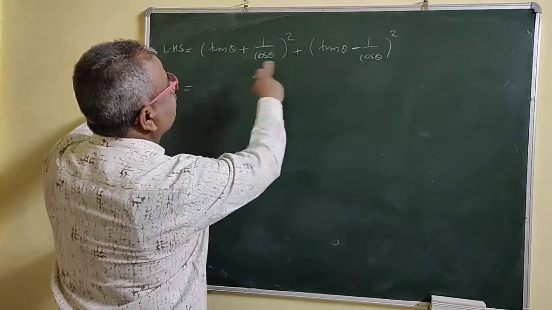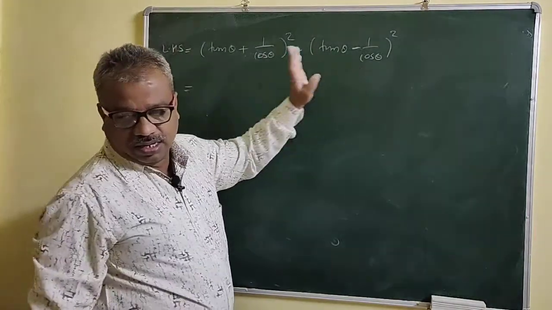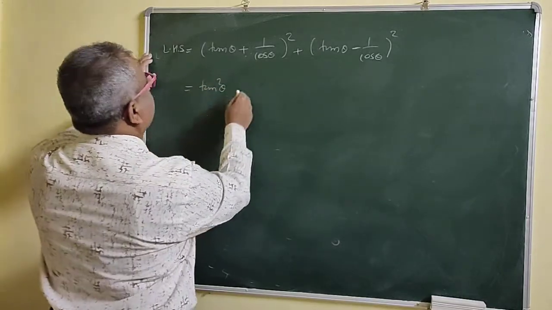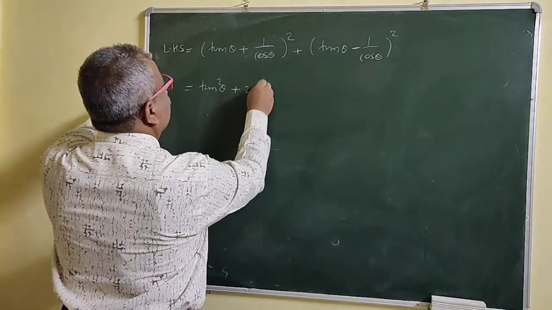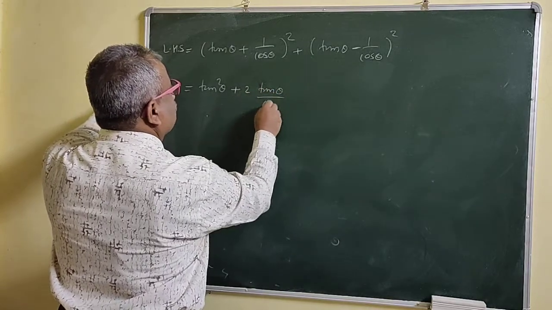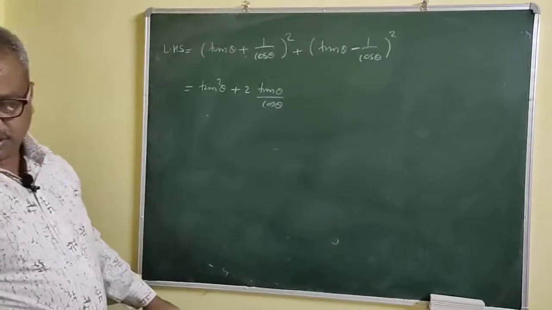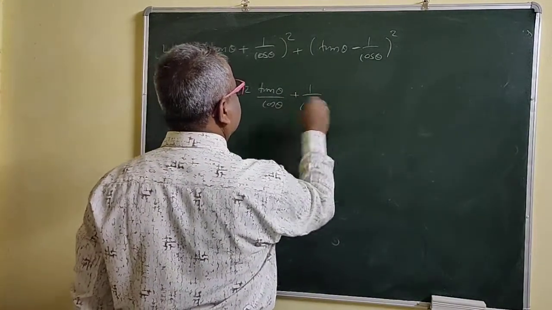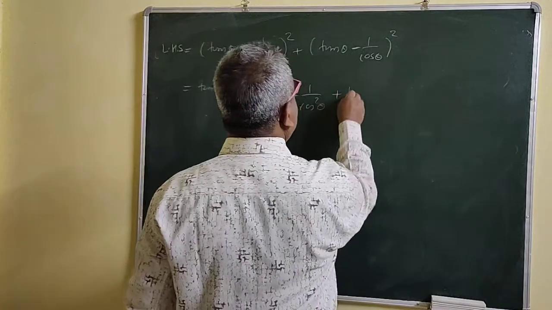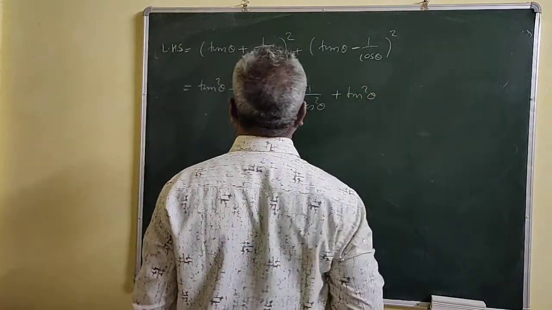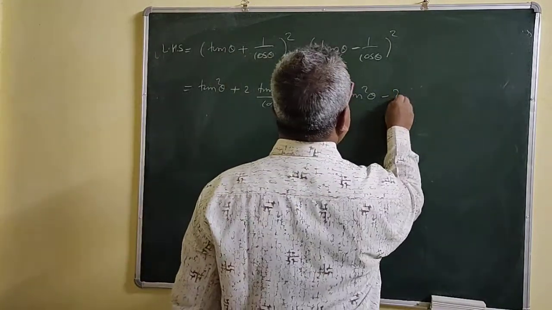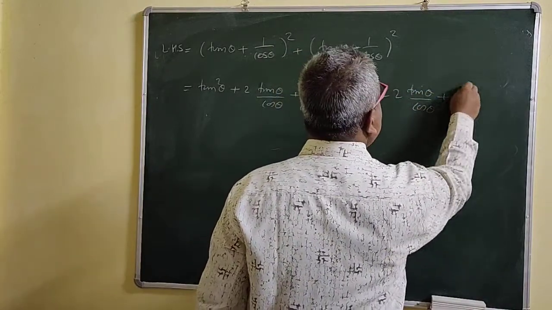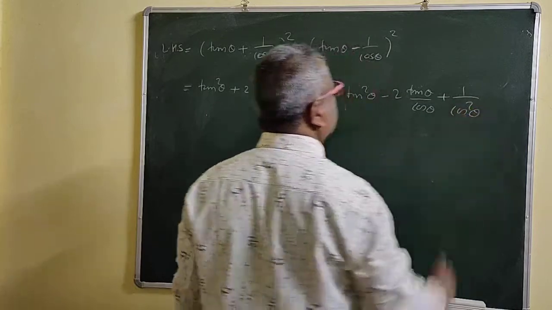See, the middle term gets cancelled now. Here is the plus sign, here the minus sign, right? So we'll directly expand this. What do we get? Tan square theta plus 2 tan theta upon cos theta, plus 1 upon cos square theta, plus tan square theta minus 2 tan theta upon cos theta plus 1 upon cos square theta. Okay.